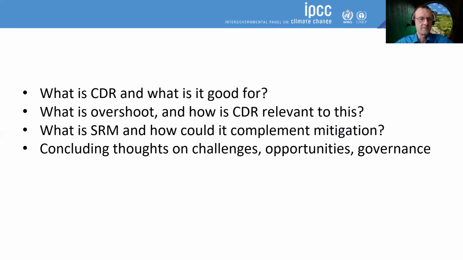So I'll try to very quickly cover what CDR is and what it is good for, what overshoot is and how CDR is relevant to this, what SRM, solar radiation modification, is and how it could complement mitigation, and lead out with some concluding thoughts on challenges and opportunities around governance issues.